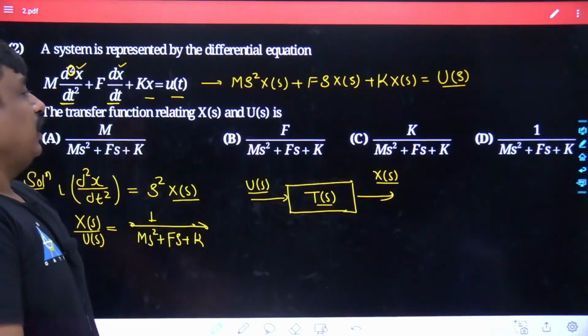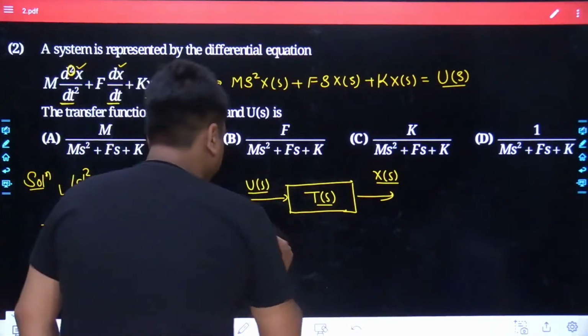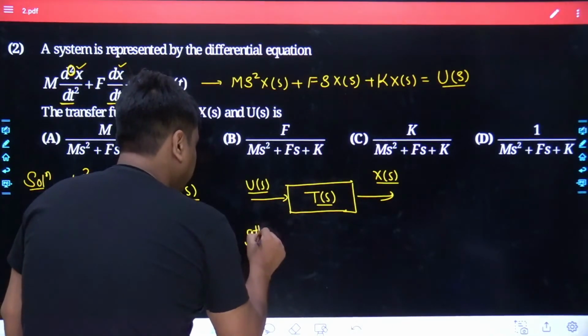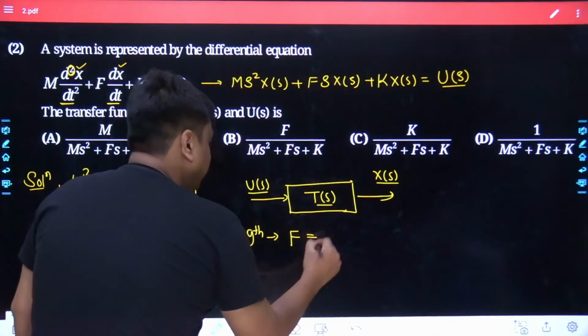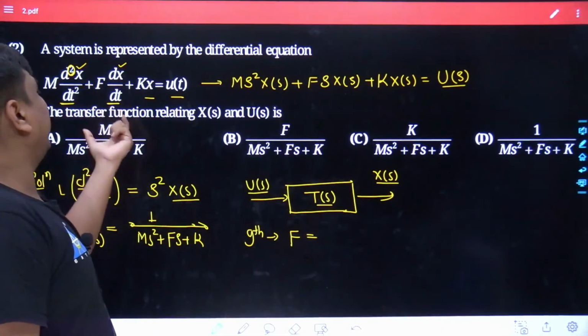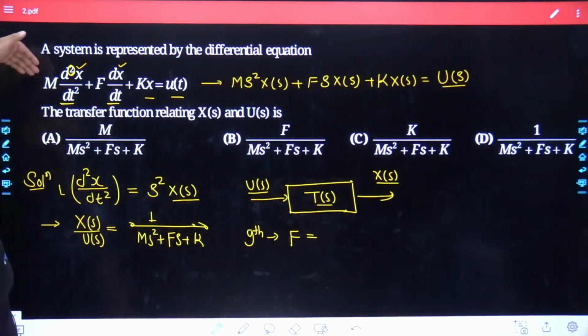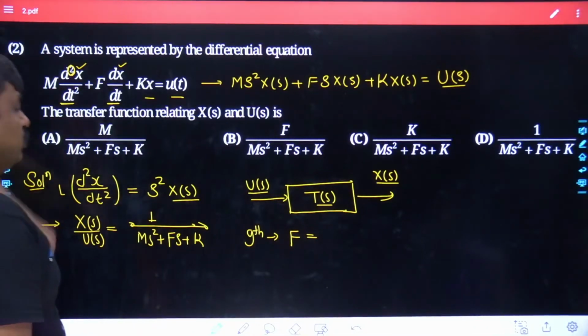Anyways, this system has been a mechanical system. Let me go back into the class 9th physics. See, how the F can be related with the mass, with the acceleration, with the spring constant. You yourself would be able to understand. See, F is equal to m into a.